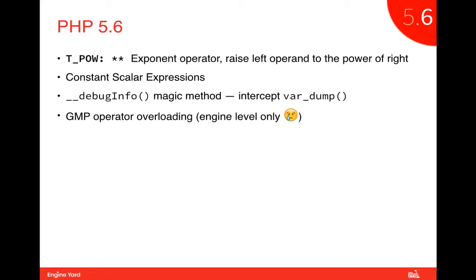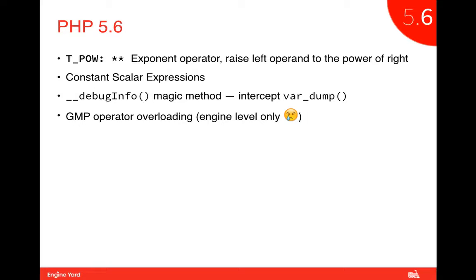Another magic method, this double underscore debugInfo, basically allows you to intercept var_dump when you dump an object. So if you've got something like a resource that doesn't have anything but a stupid number that's associated with it, you can actually now do like a stream_get_info on it and return that as part of the var_dump and be way more useful to your developers.